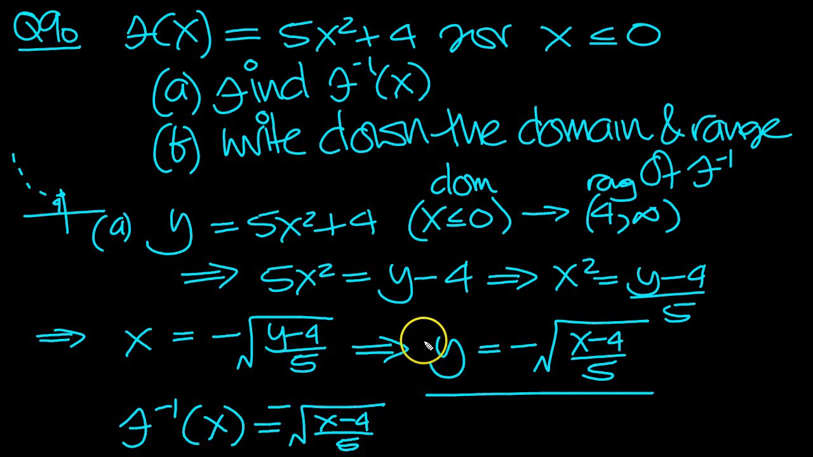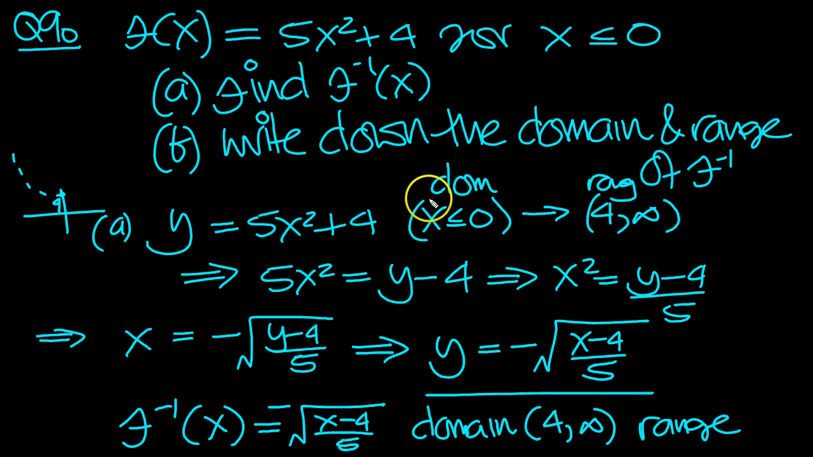And so the inverse function will swap these two things around. So the domain here, let's put it down, will be the range that was formerly the range for the function f, and the range will be the original domain for the function f, which would be x is less than or equal to 0.